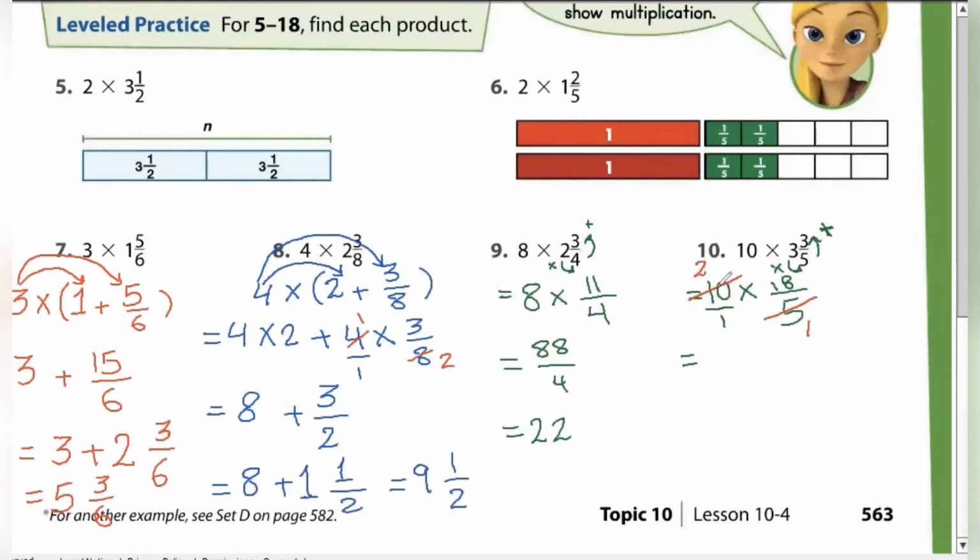Now, teacher, I will multiply numerator by numerator, denominator by denominator. 2 times 18 equals 36. 1 times 1 equals 1. There's no need to write 1 here in the result.